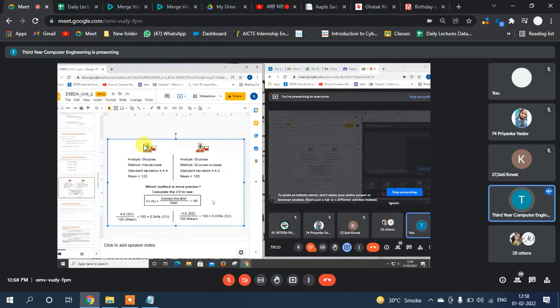So we have two different types of chemicals. Their analyte is given: glucose is in both solutions. The methods are different: hexokinase and glucose oxidase. These two different methods are used to prepare the solution of this chemical. The standard deviation of the first method is given as 4.8, and the standard deviation of the second method is 4.0. The mean values are also different. Which method is more precise?